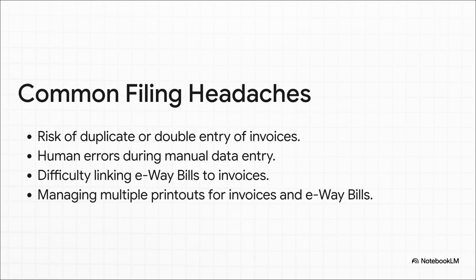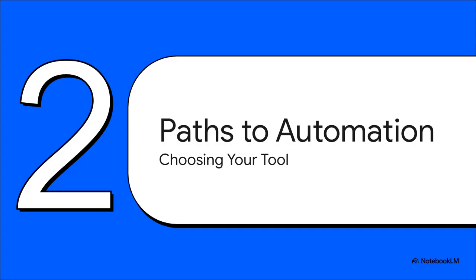And then you've got this mountain of paperwork. Trying to match an e-way bill printout to the right invoice in your own files, it's a total nightmare. These aren't just little annoyances. They're genuine risks to your business. But here's the good news. You don't have to put up with all that. The GST network has actually created a few different ways you can automate everything. So the real question becomes, which one of these paths is the right fit for your business?